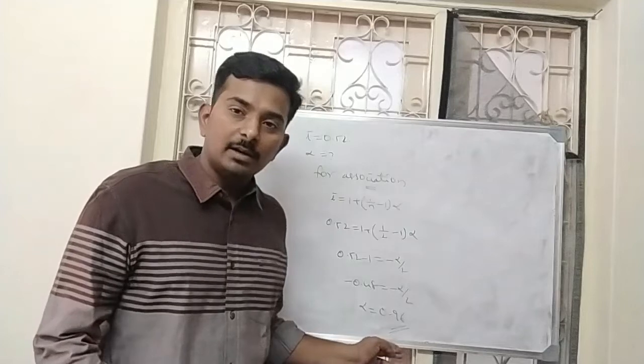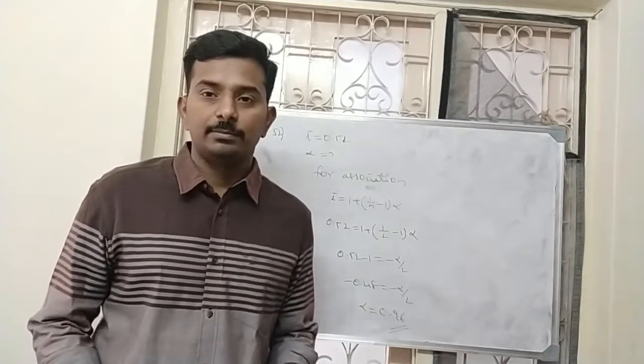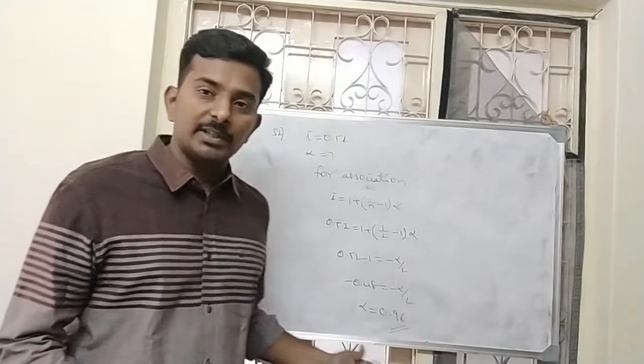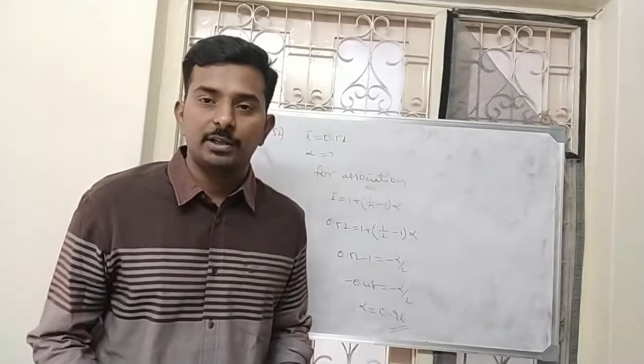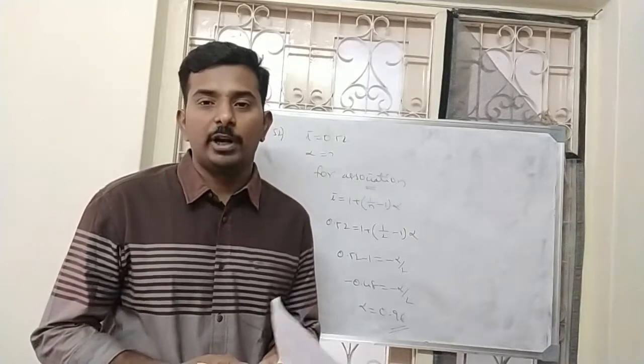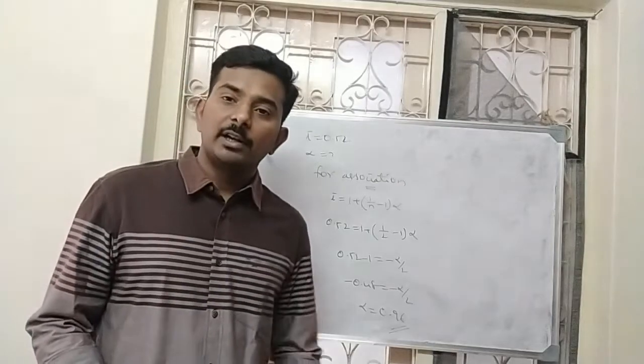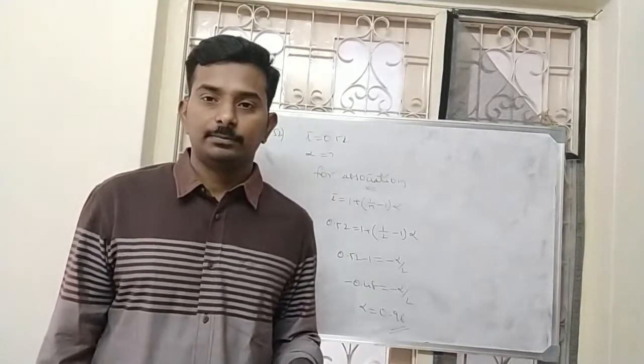That means 96% of acetic acid is undergoing association. We know that acetic acid has the ability to form hydrogen bonding, so association will be maximum. That's why we get it around 96%.